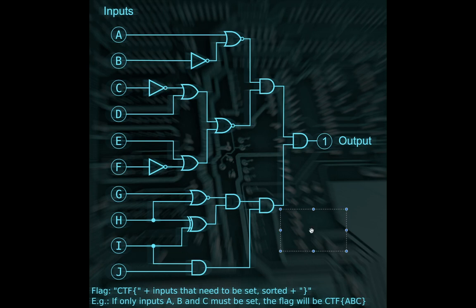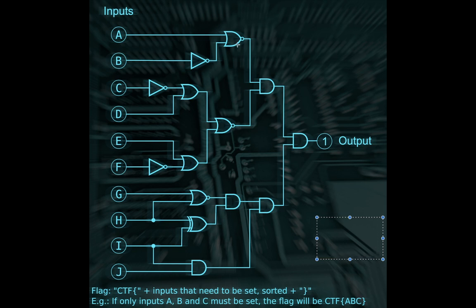This is our second CTF challenge, so let's try and solve it. This expects 1 as the output, so both of these should be 1. Let's solve this one first. For this to be 1, both of these two should be 1.